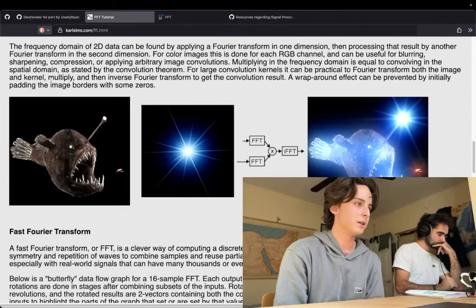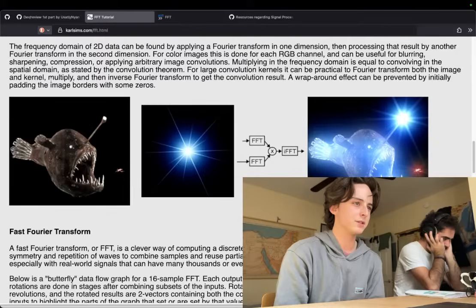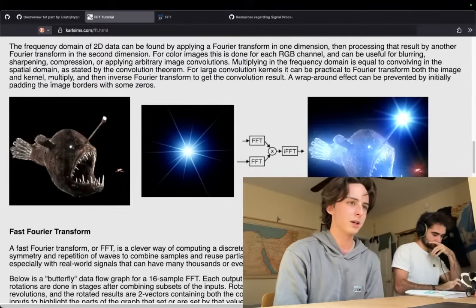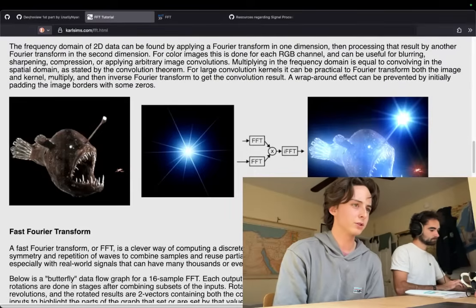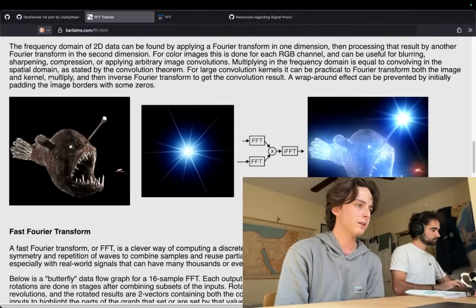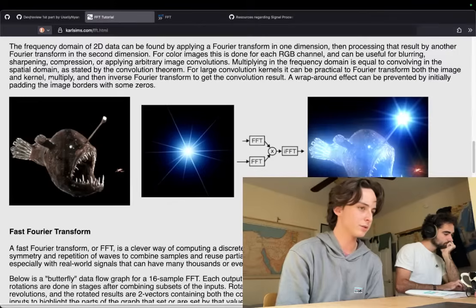Then processing the result by another Fourier transform in the second dimension. So you run it across X and Y. For color images, this is done for each RGB channel and can be useful for blurring, sharpening, compression, or applying arbitrary image convolutions. Multiplying in the frequency domain is equal to convolving in the spatial domain, as stated by the convolution theorem. For large convolutional kernels, it can be practical to Fourier transform both the image and kernel, multiply, and then inverse Fourier transform to get the convolution result. A wraparound effect can be prevented by initially padding the image borders with some zeros.